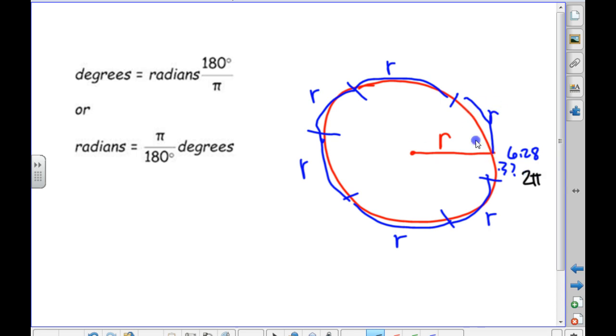Okay, this is a radius. But the angle that it cuts off when we put a radius distance here is called a radian. Whoops, if I could spell.